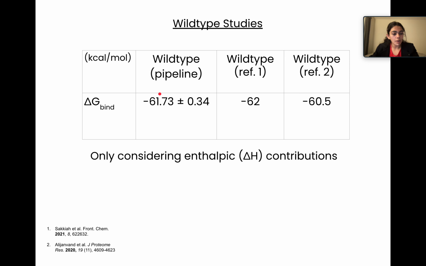Now this was really promising because the value that we obtained falls right between the range from two other reference papers that also calculated the free energy computationally, and our error was also quite low. So with this, we were encouraged and we continued on with our mutation studies.